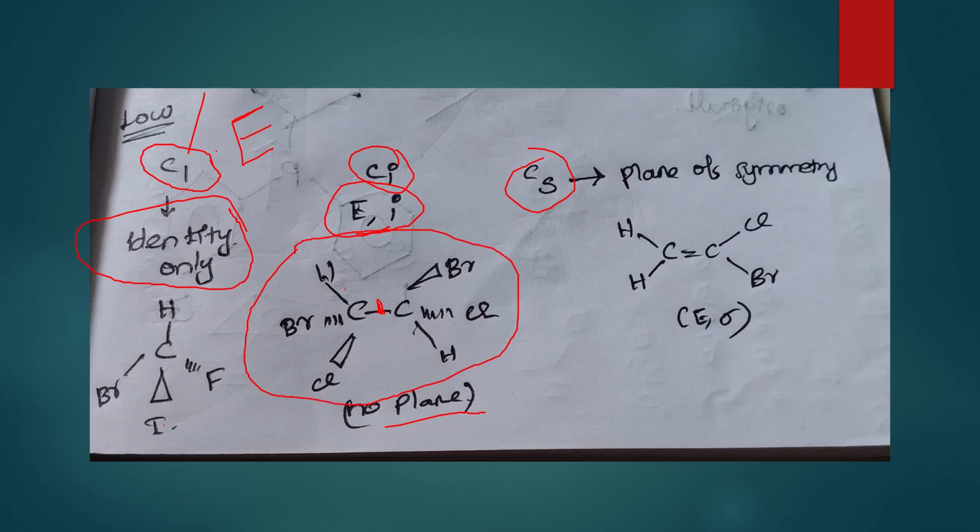And the third type is Cs. Cs is based on the plane of symmetry. So this molecule has only E, identity, and sigma. This molecule is an example for the plane of symmetry Cs. In this molecule we have a plane that bisects the molecule through this angle or through this dihedral. So this molecule has a plane of symmetry and identity. So these three are the low symmetry point groups, C1, Ci, Cs, and these are the examples for these point groups.